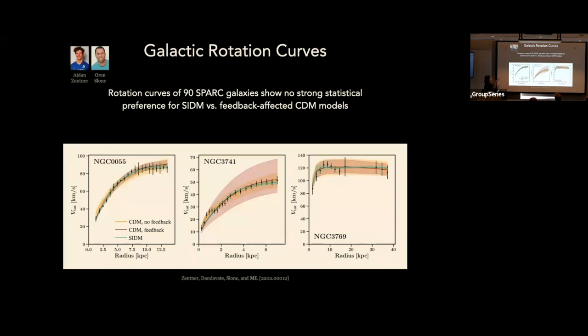The SPARC galaxies are some of the largest rotation curve data sets that we have to date. So at least with this set, it doesn't look like it's enough to separate out these 2 models, although as we continue getting more rotation curve data, it might do better.